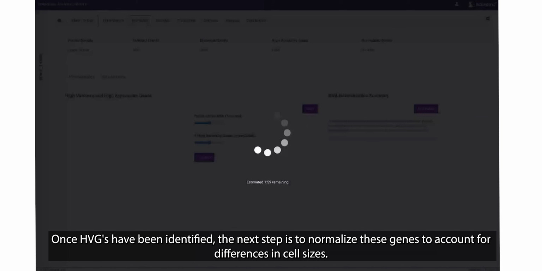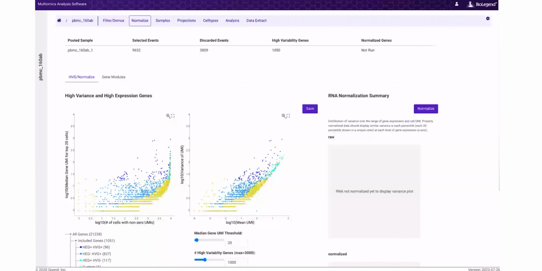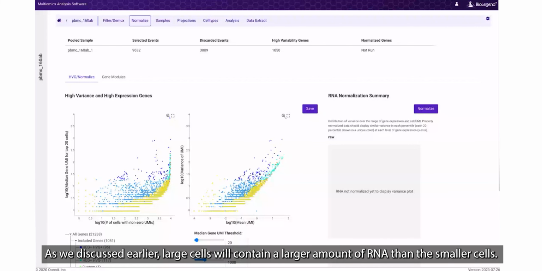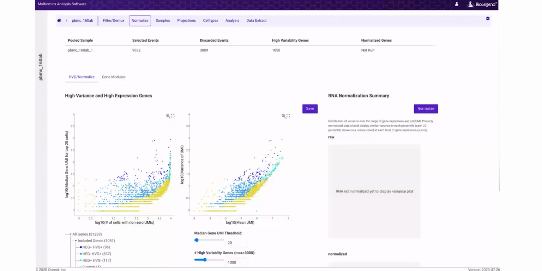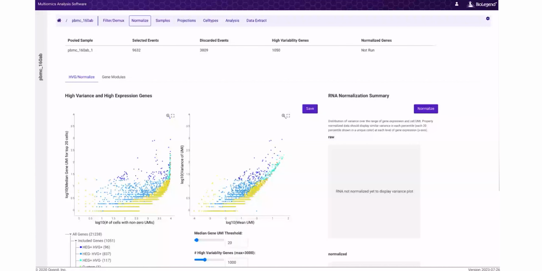Once the HVGs have been identified, the next step is to normalize these genes to account for differences in cell sizes. As we discussed earlier, large cells will contain a larger amount of RNA than the smaller cells. As a result, when conducting differential analysis, for instance, between cells of various types, the true biological difference will be obscured by the difference in background.